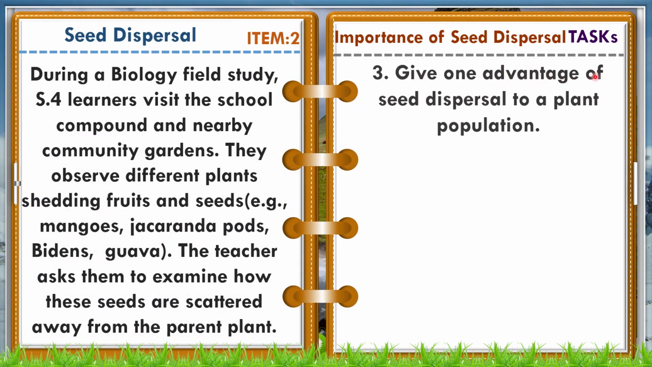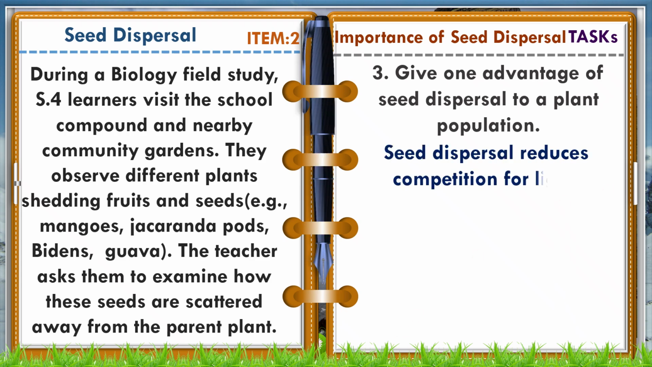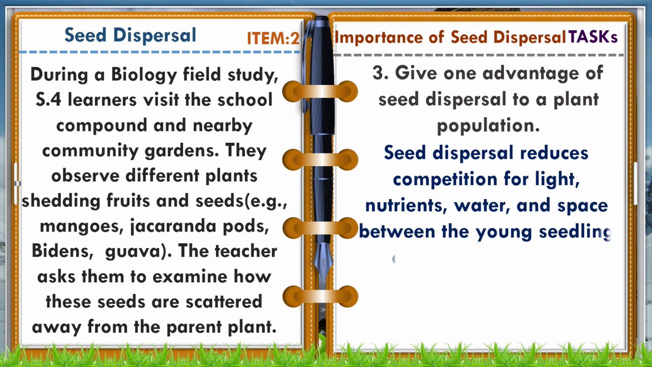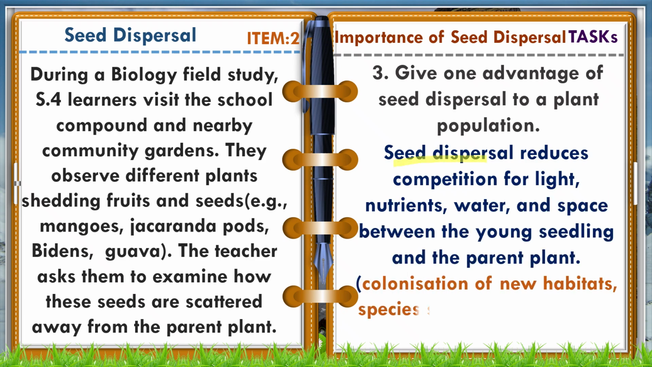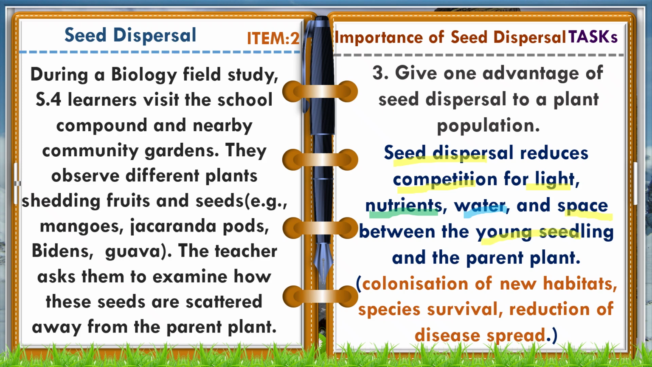Give one advantage of seed dispersal to a plant population. Seed dispersal reduces competition for light, nutrients, water, space between the young seedlings and the parent plant.